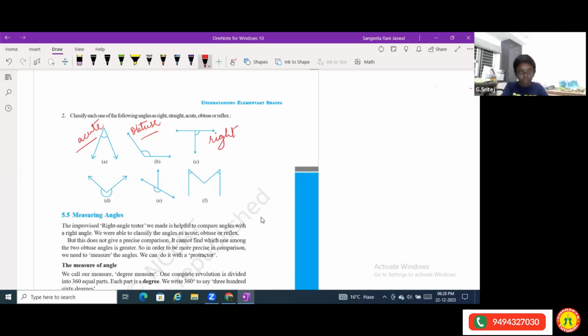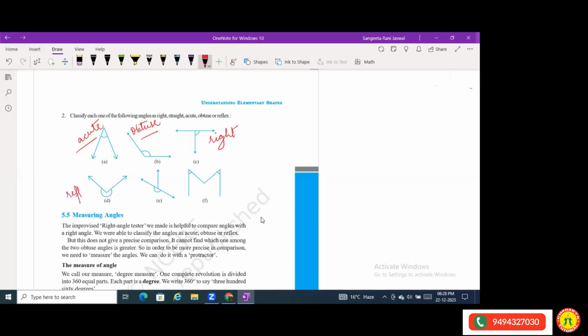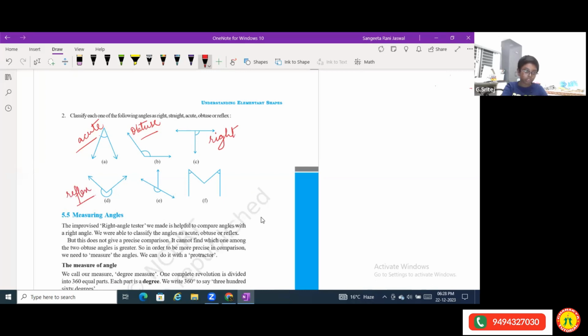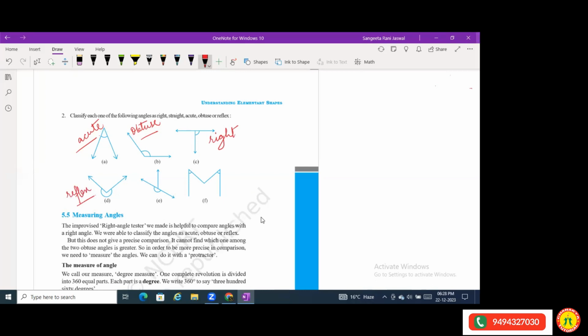Okay, Sritej. Ma'am, D. It's reflex. Give the reason. Ma'am, because it's more than 360 degrees. More than 360 degrees? I mean, more than 180 degrees.